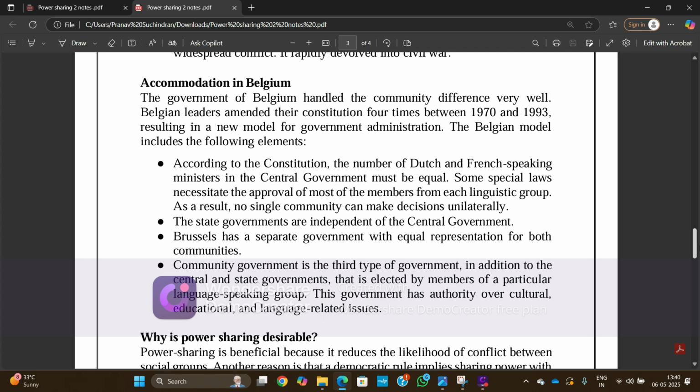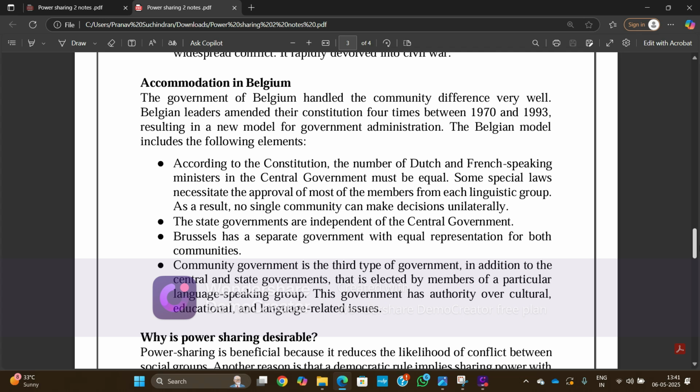Now, let us look at the features of the Belgian model. According to the constitution, there was equal representation of ministers in the central government. 50% will be from the French community and 50% will be from the Dutch community. The state government was given special powers, but the state government was not considered subordinate to the central government. In the capital Brussels, a separate government was formed with equal representation from both French and Dutch speaking communities.